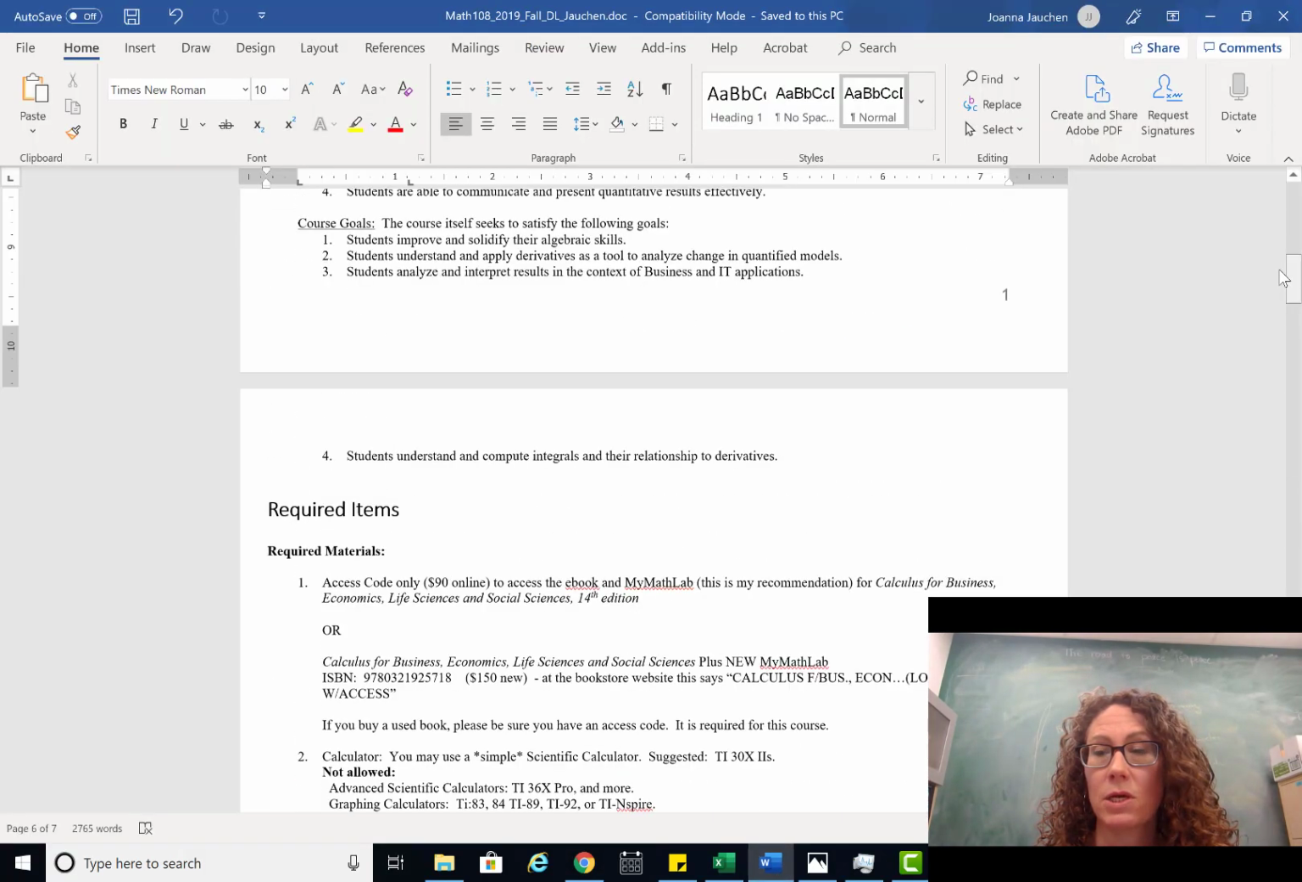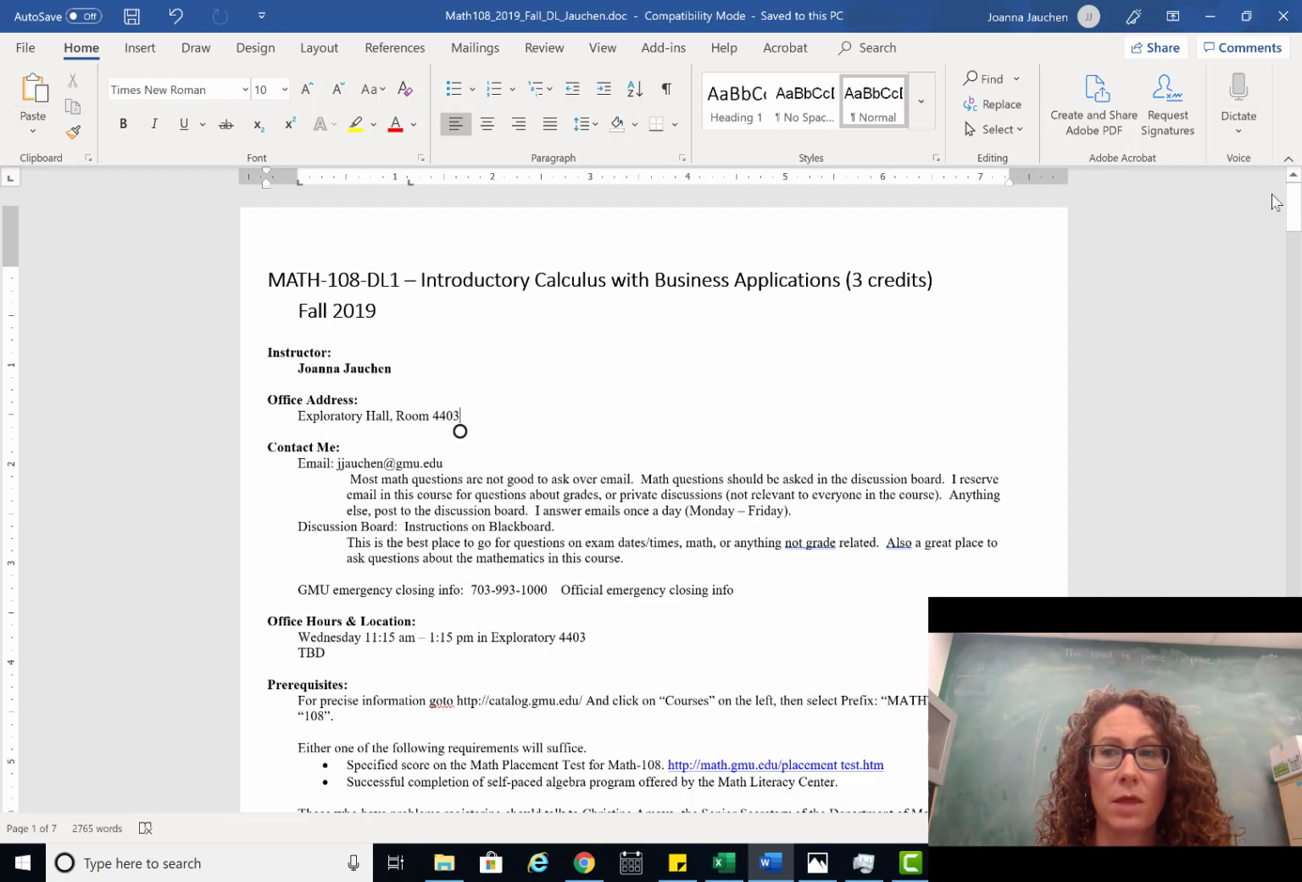The syllabus, let me go back up to the top. This is Math 108. Important things that you can find in this syllabus are where my office is, Exploratory Hall 4403, and then my email, jjockin@gmu.edu. Both of those are there.